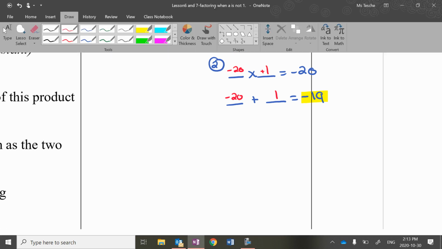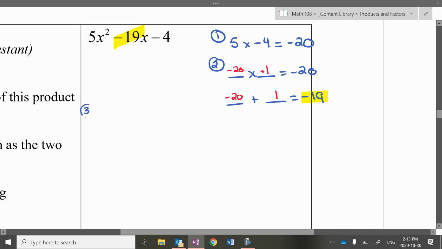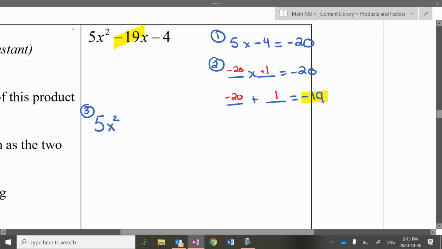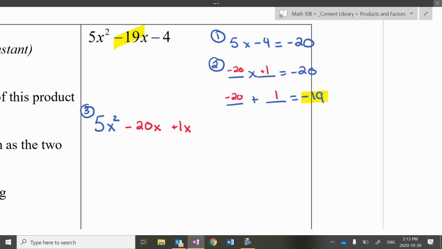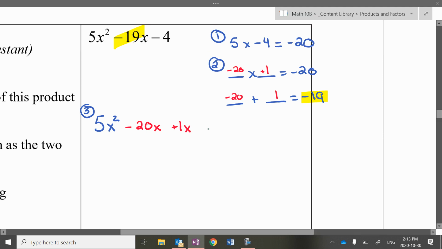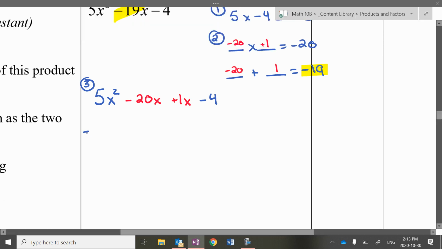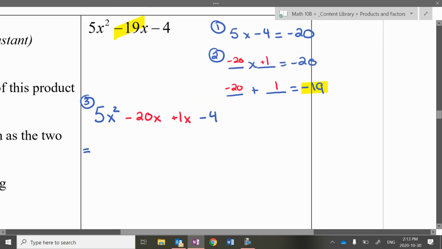So now step 3 is to rewrite this with those as your x values. So I rewrite my 5x squared. Then I get minus 20x plus 1x, the minus 4 I just rewrite. From here, do you guys need a second? From here, it's just factoring by grouping.